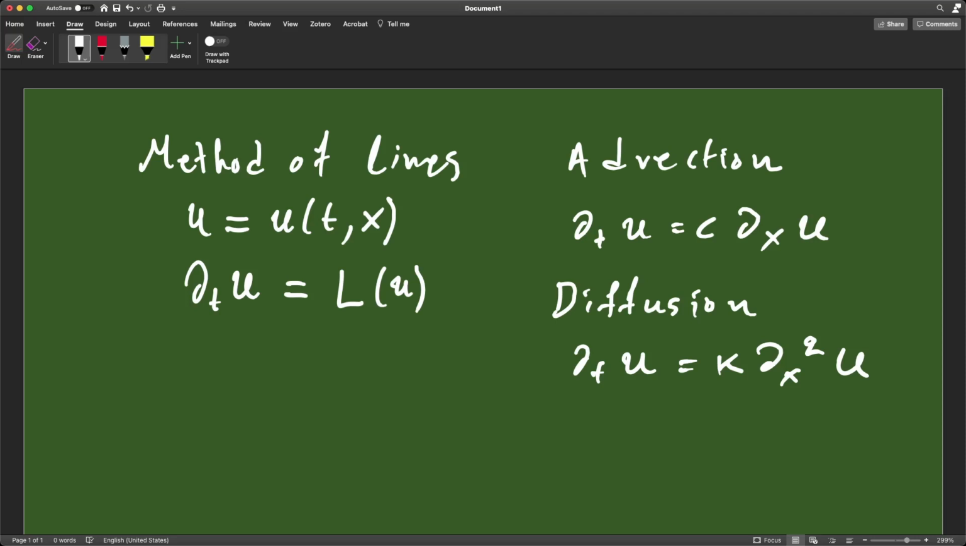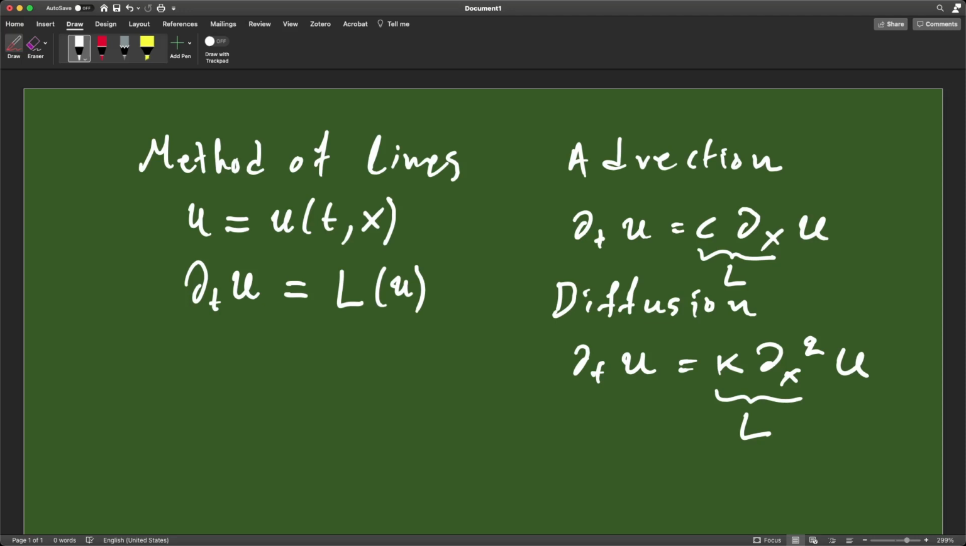These are both linear equations. So in this case, the operator L is a linear operator, and it's simply c times partial x here. In this case, it's kappa times partial x squared. So it's a linear differential operator in both of these examples. So these are linear partial differential equations.